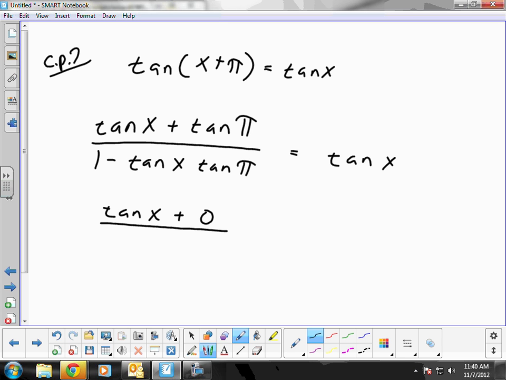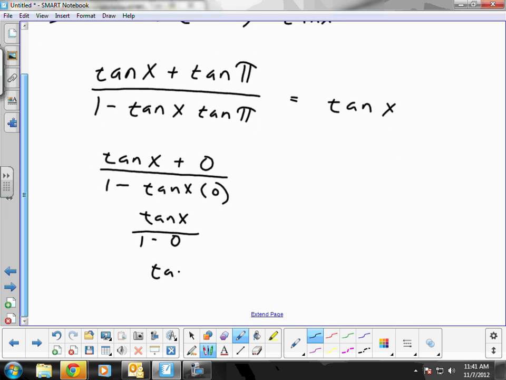Do you need me to show you? You got it? All right. So 1 minus the tangent of x times 0. So the tangent of x plus 0 is just the tangent of x. And this is 1 minus 0, which is just 1. So the tangent of x is equal to the tangent of x. And we're done with that verification.